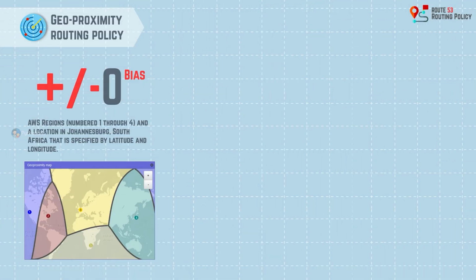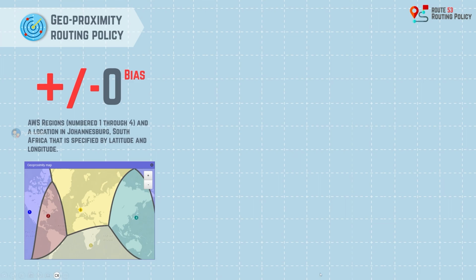So this is a region map, and let's start off with the bias value of ±0. So this is a zero biased map. So there is no bias. The request will go to the nearest resource that's available. So it could go to any of these locations, 1, 2, 3, 4 or 5.